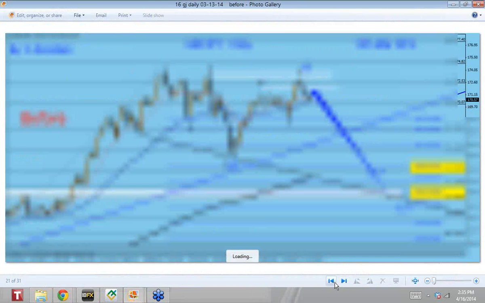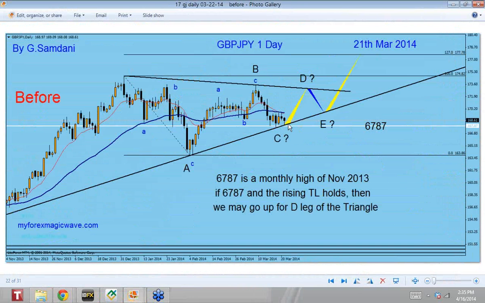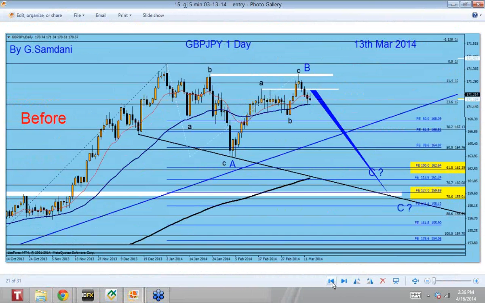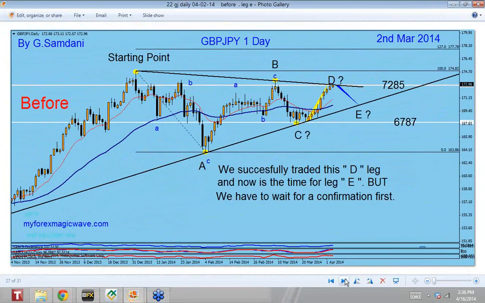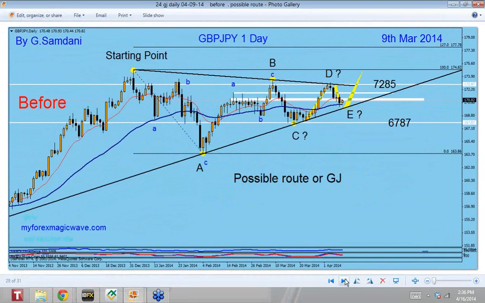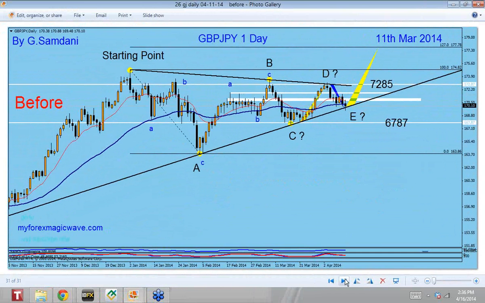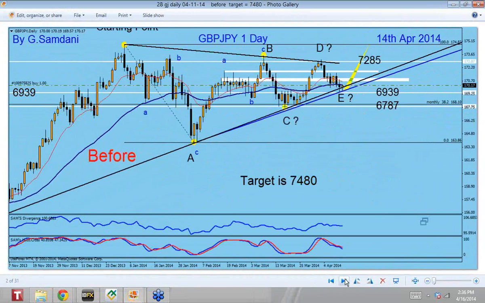We are tracking and trading this pair from here, from C, and it's making a triangle, and we're going for the D leg, and then we will come down for E, and then fly to the upside. What happened after that was the wrong way. See, we went up to D, then we started coming down for E, and now we needed to go up, and we did.